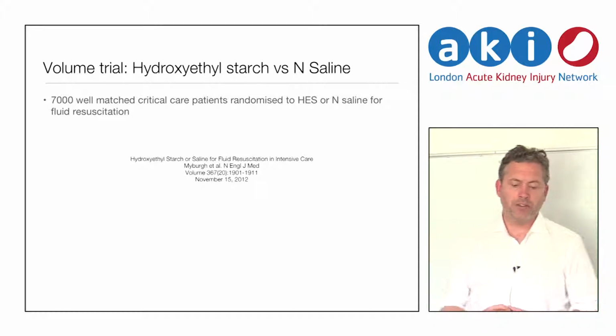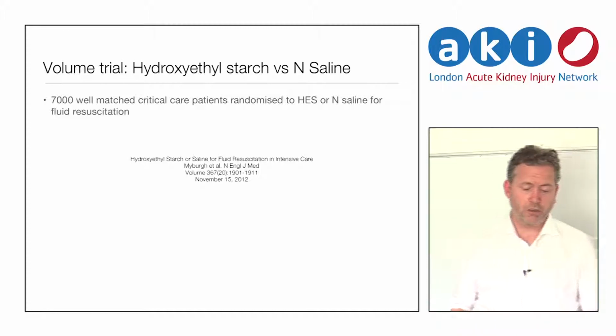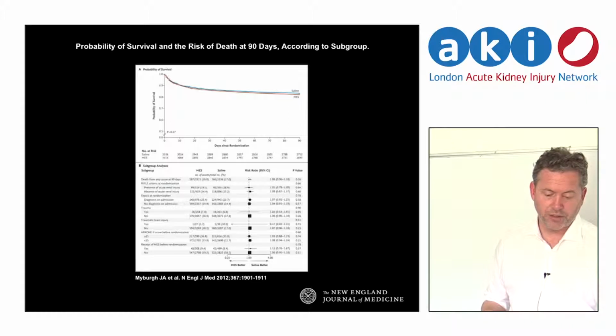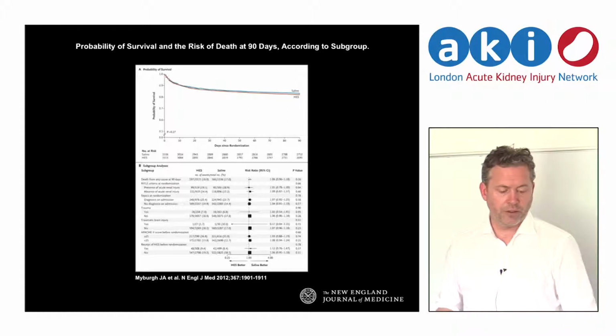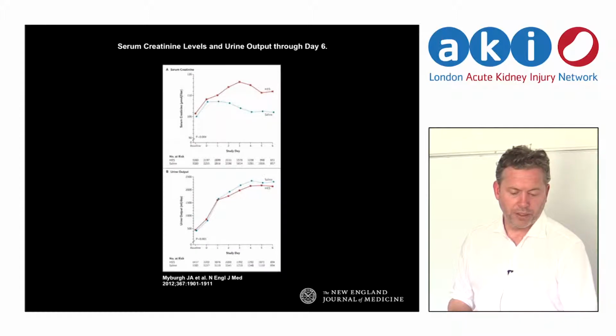HES versus normal saline. This is Myburgh et al. who published in the New England Journal more recently. 7,000 well-matched critical care patients randomised to HES or normal saline for fluid resuscitation. And we can see here no difference in probability of survival, but an increased incidence of AKI in the HES group, shown here in the upper slide.